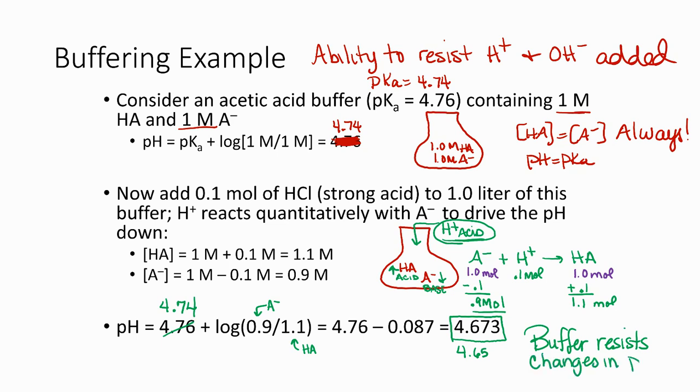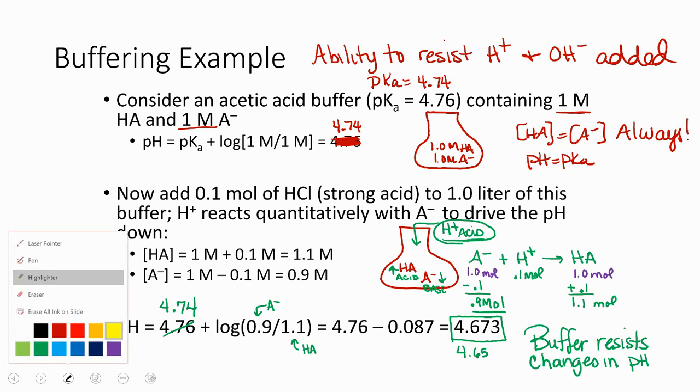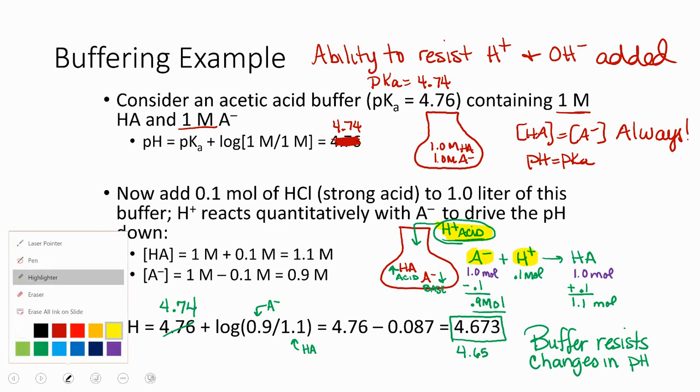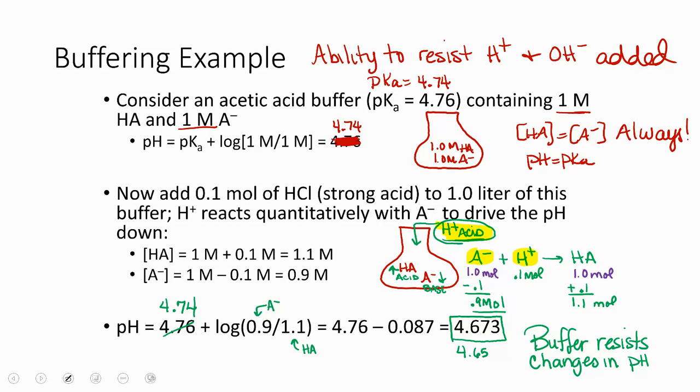Some highlights of this are that when H plus is added, it's always going to react with A minus in the buffer. Always, because an acid reacts with the base. Okay, not shown here would be another scenario where if you added hydroxide to this. So I'll look at that on the next slide. Okay, I'll show you that scenario.